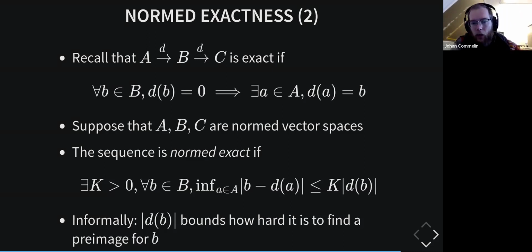On the other hand, we see that this implies ordinary exactness, because if dB actually is equal to 0, well, then that means that the right-hand side is 0. And so it means that this infimum has to be 0. So that means that we can find a sequence of little a's that approximates a pre-image of B. And so if our normed vector spaces are actually complete, well, then we can find a converging sequence and take the limit point, and that limit point will actually be an honest pre-image of B.